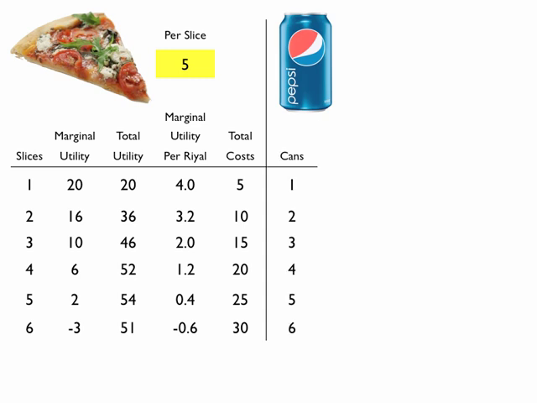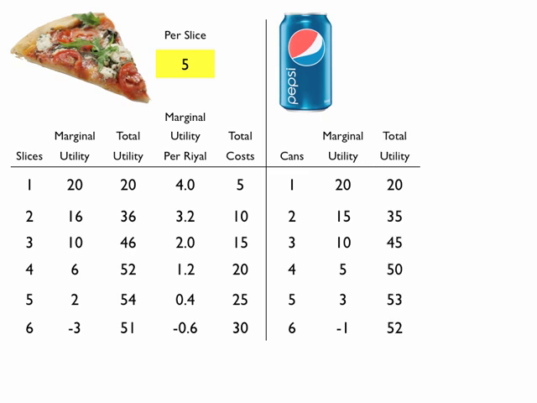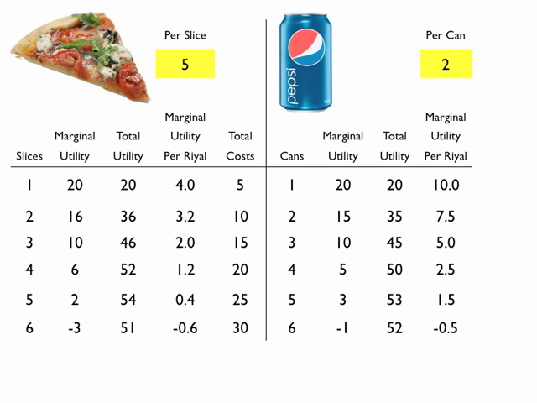Now with Pepsi, we're going to look at each can of Pepsi, the marginal utility that we have from the Pepsi. You notice that is slightly different than the rate that we derive from the pizza. There's our total utility. And the next column, at a rate of 2 Riyals per can, that would be the marginal utility per Riyal for consuming Pepsi. And that would be our total costs.